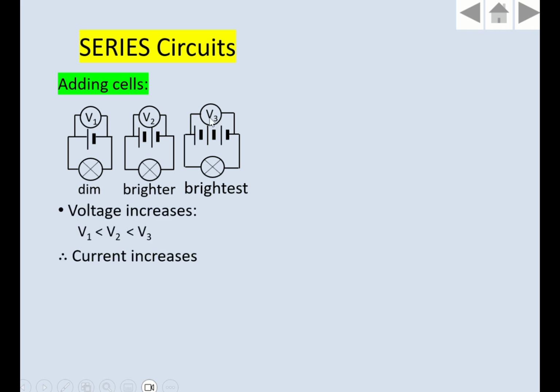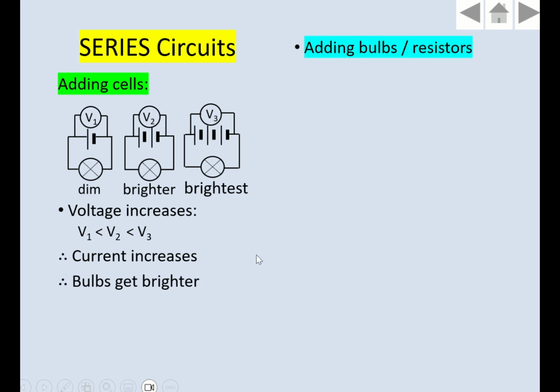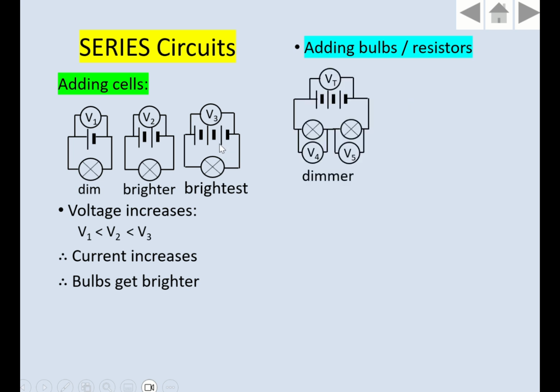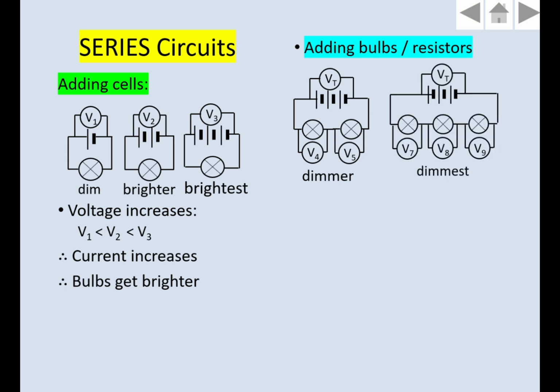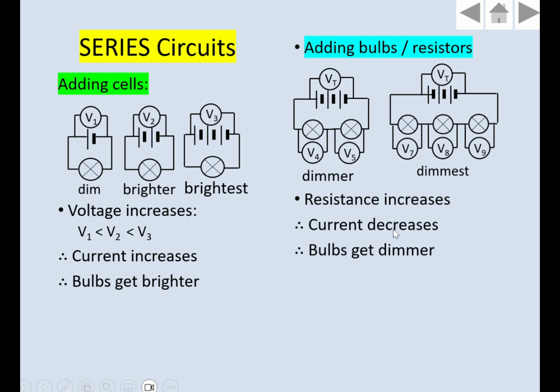So what we've seen is, if we add cells in series, each time the light bulb got brighter and brighter. So the voltage here is bigger than the number 2 and bigger than number 1. So as the voltage increases, the current increases, and that's why the bulbs are brighter. Now let's add the resistors. So compared to this one, we've added an extra bulb, an extra resistor. So it's slightly dimmer than the previous one, and that would be dimmer still. So as we add resistors in series, the resistance increases, therefore the current decreases, and that will make the bulb dimmer. That's the one argument, using resistance and current.